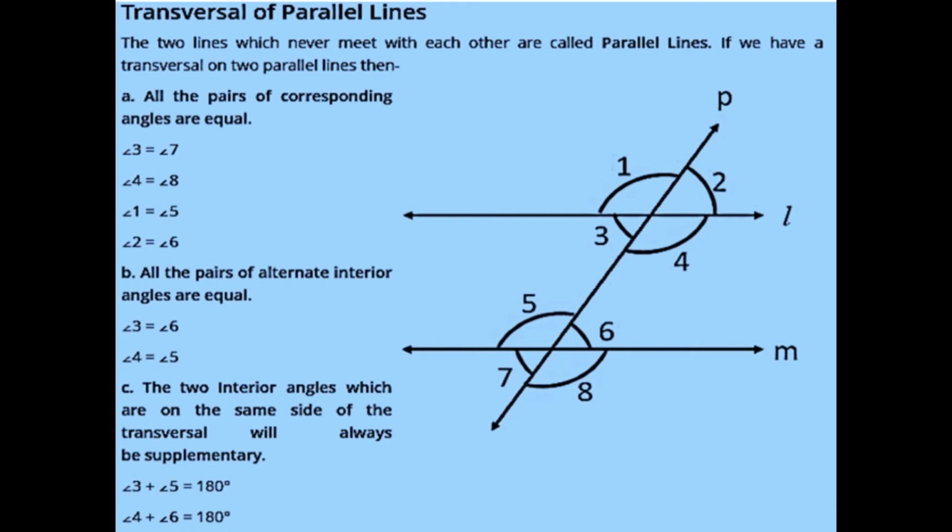Next, the two interior angles which are on the same side of the transversal will always be supplementary. That means angle 3 plus angle 5 is 180. The sum of the interior angles on the same side of the transversal is supplementary, that is 180 degrees. Angle 3 plus angle 5 is 180. Same way on this side, angle 4 plus angle 6 is also 180 degrees.